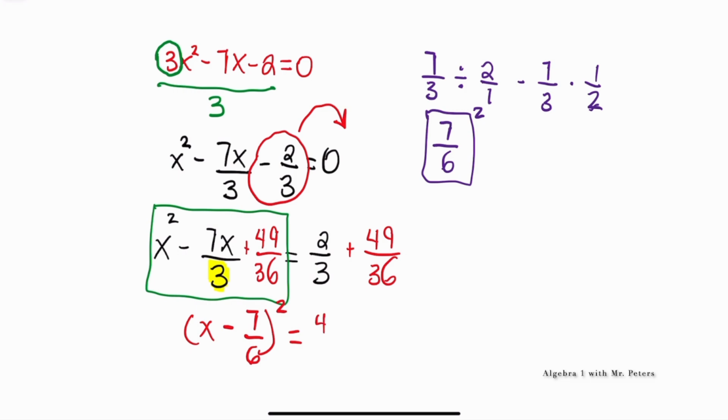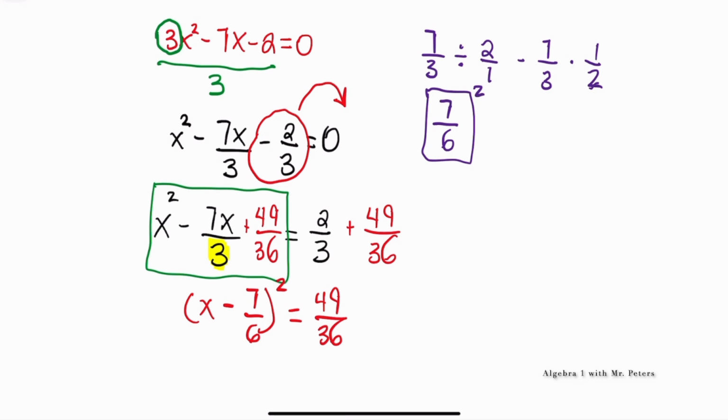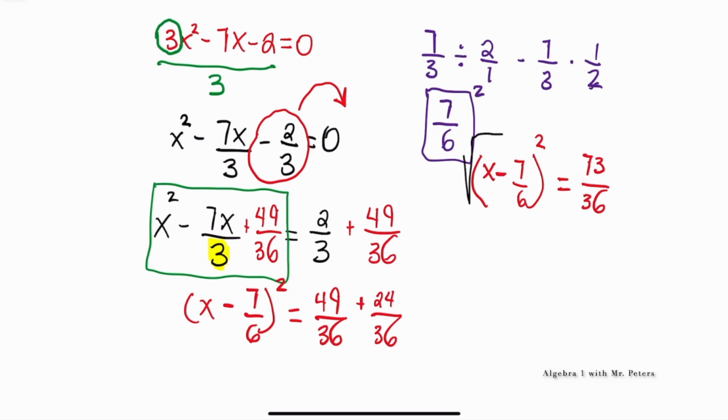Now, when we go on the other side and we're trying to add our fractions, we could change 3 to have the same denominator as 36 by multiplying top and bottom by 12. So once we do that, we are going to get 24 over 36. So when we continue this problem, we have x minus 7 over 6 squared is now equal to 73 over 36. We're now trying to get rid of the exponent so we can solve for x.